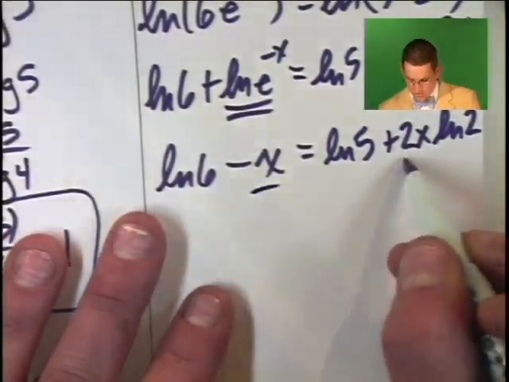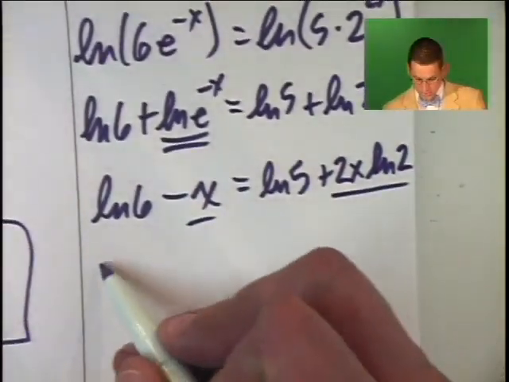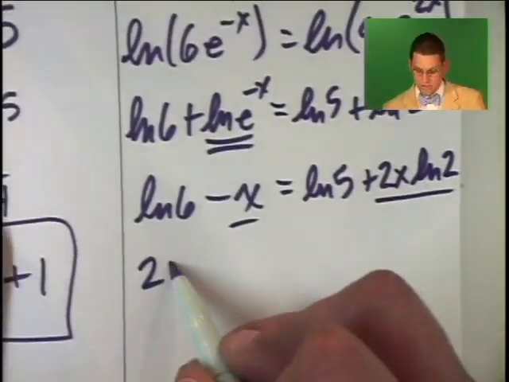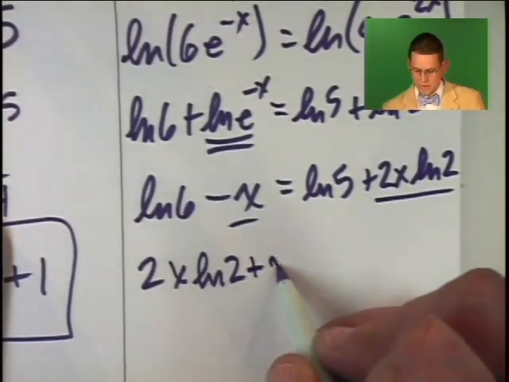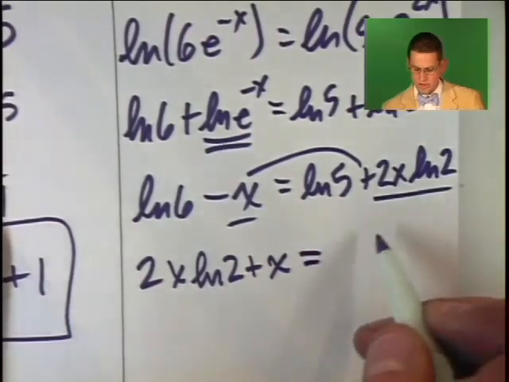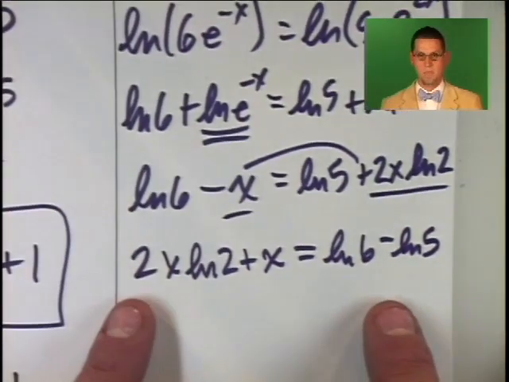Well, now I'm going to underline my 2x terms. They're right there. And I'm going to collect them on one side. So I'll collect these on the left-hand side. So I get 2x natural log of 2 plus x, bringing him across, equals the natural log of 6 minus the natural log of 5.